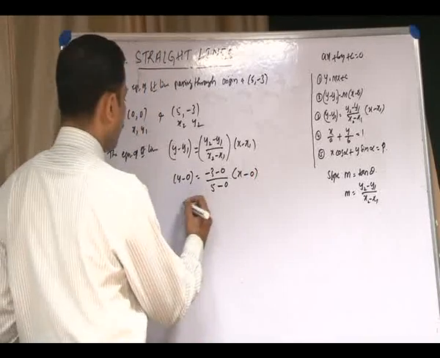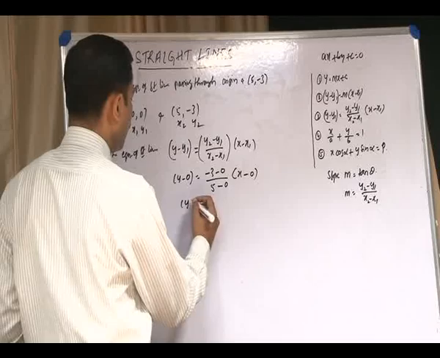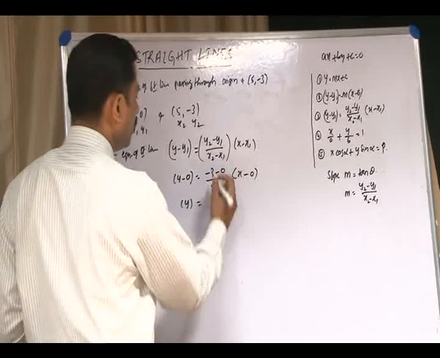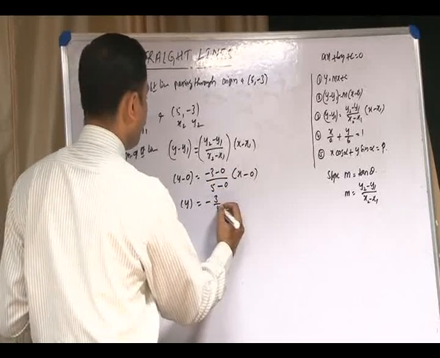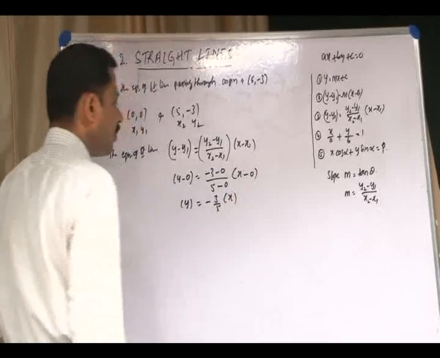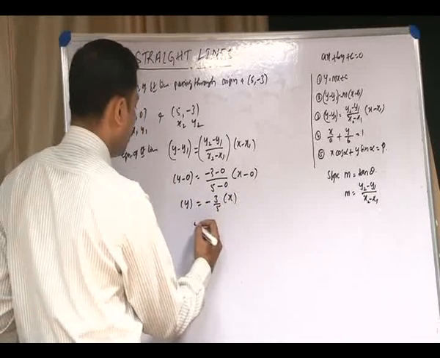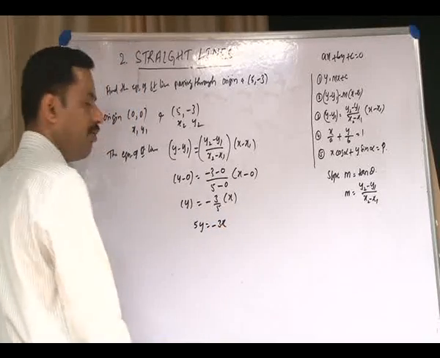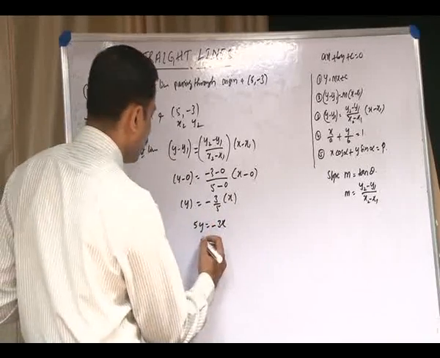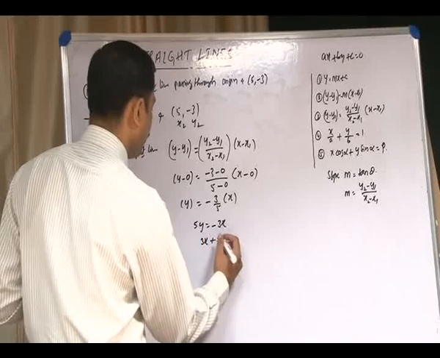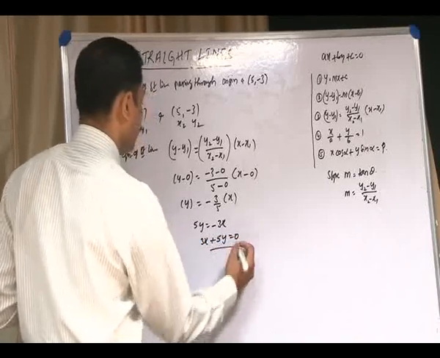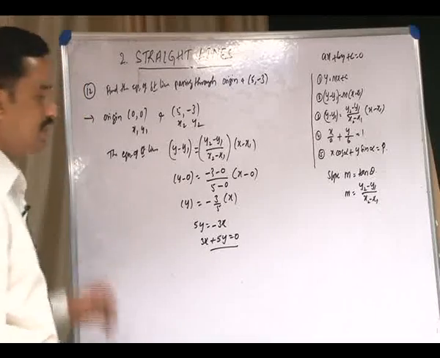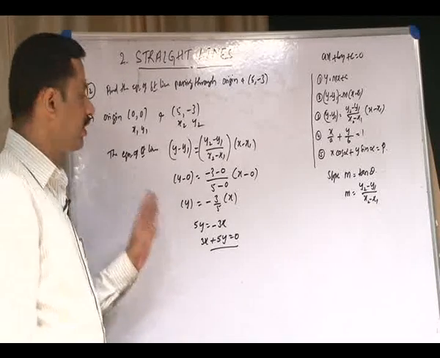So, in a simplify madre, we get y minus 0 is y is equal to minus 3 by 5 into x, or 5 nikada transfer madre, we get 5y is equal to minus 3x. 5y is equal to minus 3x, or you can write 3x plus 5y is equal to 0. 3x plus 5y is equal to 0, that is the equation of the straight line.